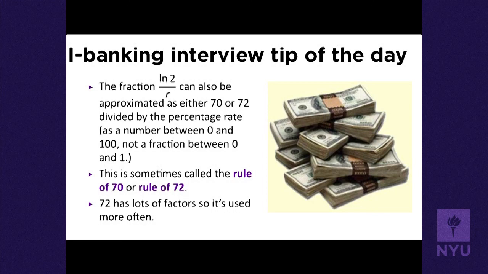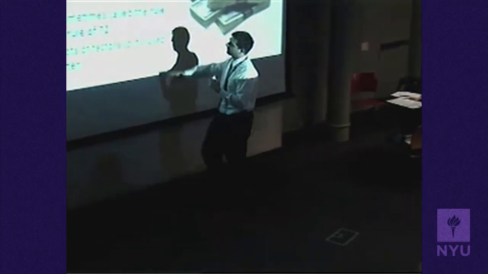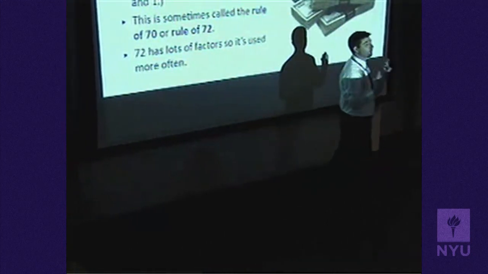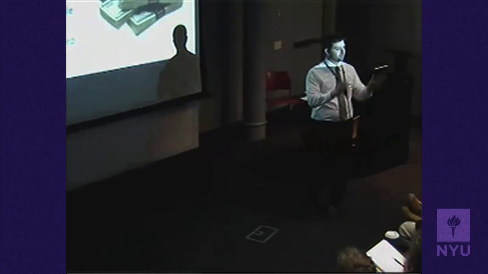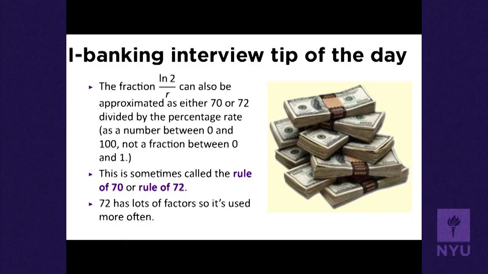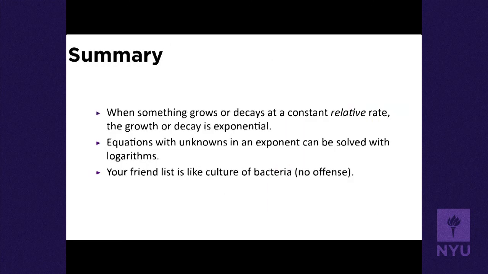The interest rate's 5%. 70 divided by 5 is 14. You would expect about 14 years to double. If the interest rate is 6%, 72 divided by 6 is 12. So about 12 years to double. Okay? That's in case you want to become an investment banker, you can use that handy back-of-the-envelope calculation to find doubling time. Okay. So those are many of the applications of exponential growth and decay.